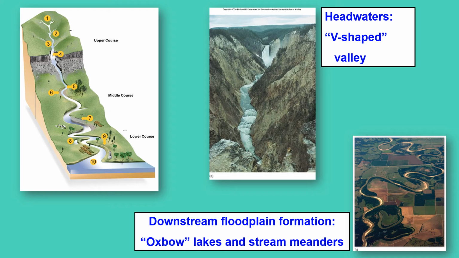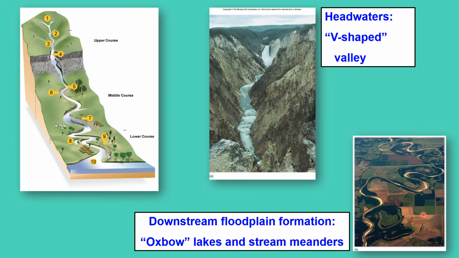Okay, is there anything else here that we need to take a look at? So here in the upper reaches, you have more down cutting, and as you get towards the lower river, they start to meander. You have less down cutting erosion, more lateral erosion with the meanders, and then finally in the lower courses more deposition. All right, now let's see, downstream floodplain formation, oxbow lakes and stream meanders.